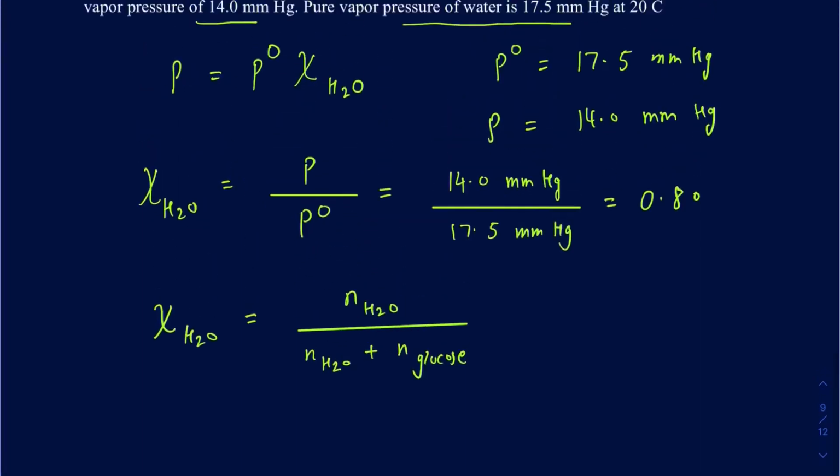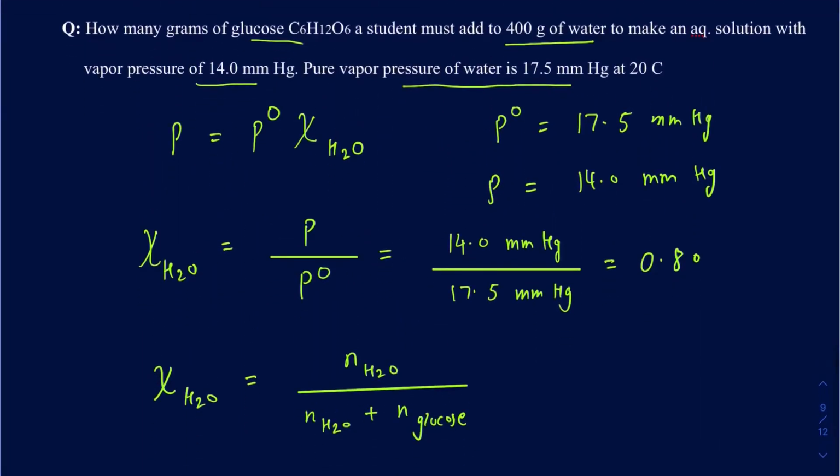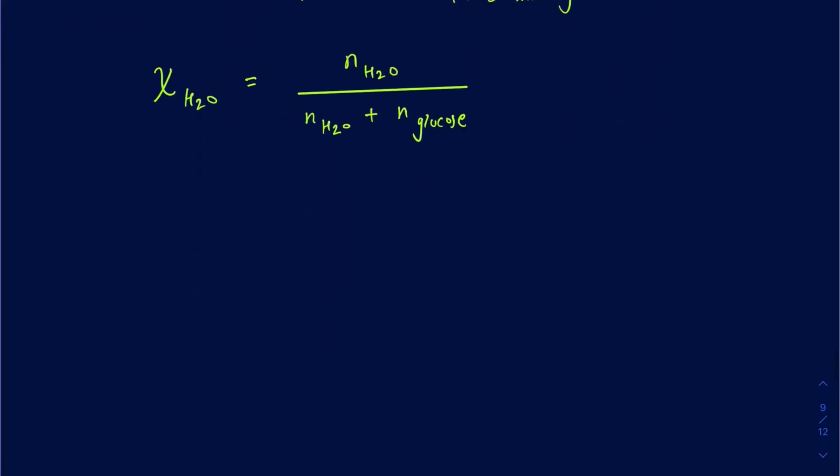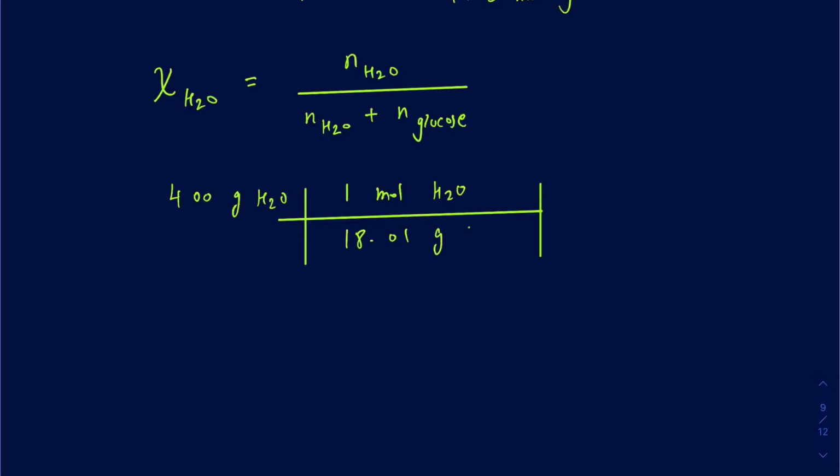And once I know the moles of glucose, I can figure out how many grams of glucose must be added here. Well, first go ahead and figure out how many moles of water we have, because we were given 400 grams of water. To figure out the moles from the mass, we're going to be using the molar mass of water, and 1 mole of H2O is going to be 18.01 grams of water. So that's 400 divided by 18.01, which is 22.21 moles of H2O.